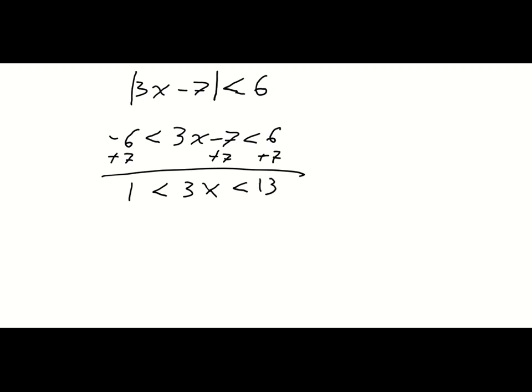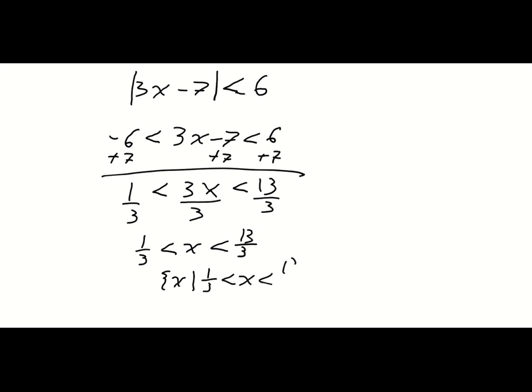And then to get the x alone in the middle, we also need to divide by 3, again to all three parts. So we get a third is less than x is less than 13 thirds. If we wanted to write that in set builder notation, we would write our brace x such that, and then this exact thing, 1/3 is less than x is less than 13 thirds, and close it up. That's if they ask for set builder.